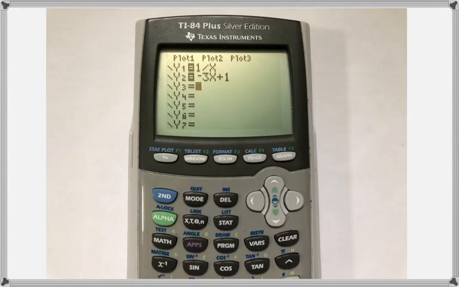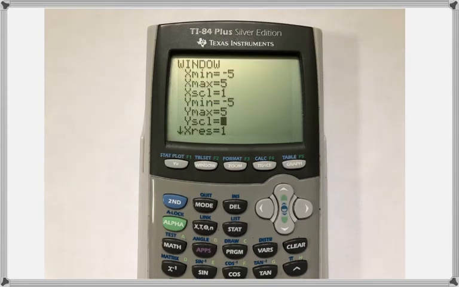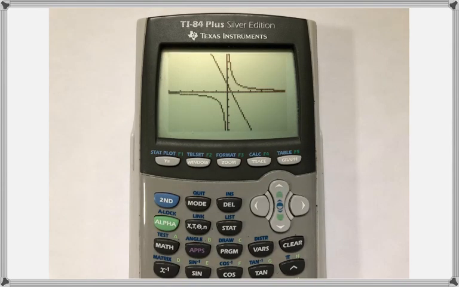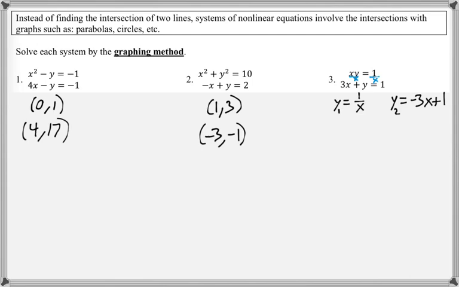So if I type these both into my calculator, and the window that I used was negative 5 to 5, negative 5 to 5, and you graph it, this is what it looks like. And you'll notice that there is no intersection point here. If the slope had been different on the line, if it had gone like this instead, then we'd have 2 intersection points. But with it being this direction here, there's no intersection point. So my answer would be no solution.